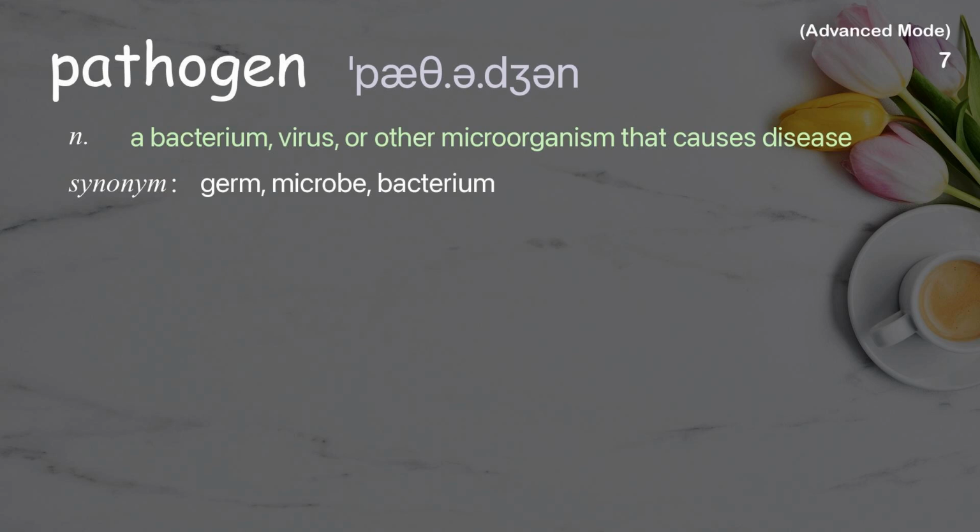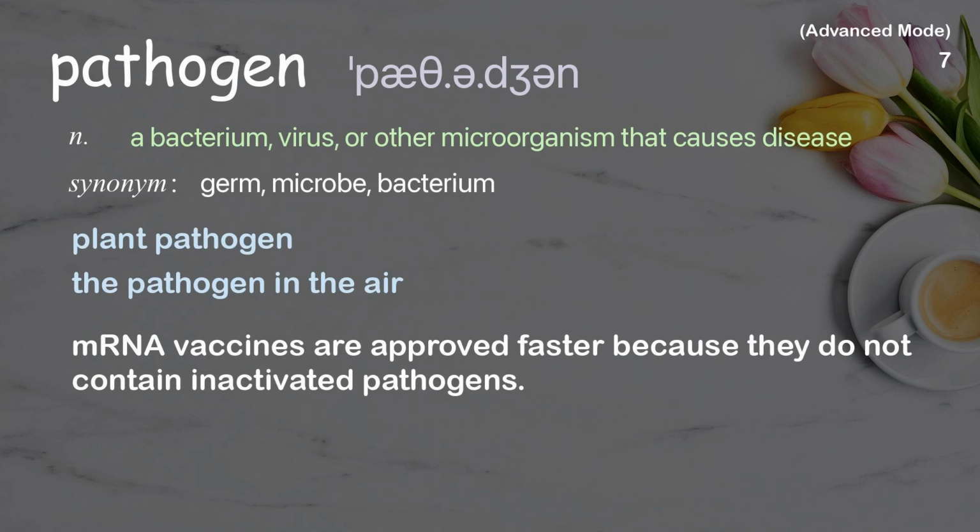Pathogen. A bacterium, virus, or other microorganism that causes disease. Examples: Plant pathogen. The pathogen in the air. mRNA vaccines are approved faster because they do not contain inactivated pathogens.